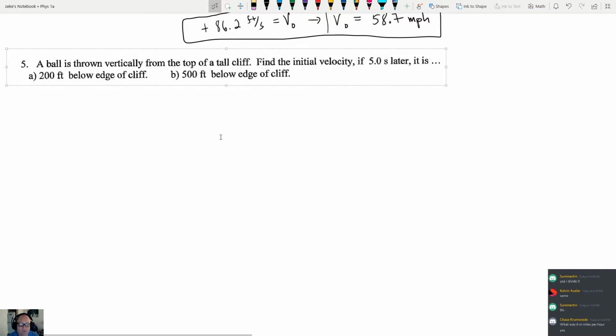And then what I would like you to do, we got a little bit of time. I'd like to do at least 2 more problems. Take 3 minutes, read this problem, and try to set it up. And then while you're doing that, I'm gonna draw a picture of what we got going on here. But read the problem and try to set it up. Ball is thrown vertically from the top of the cliff. Find the initial velocity if 5 seconds later it's 500 feet below.